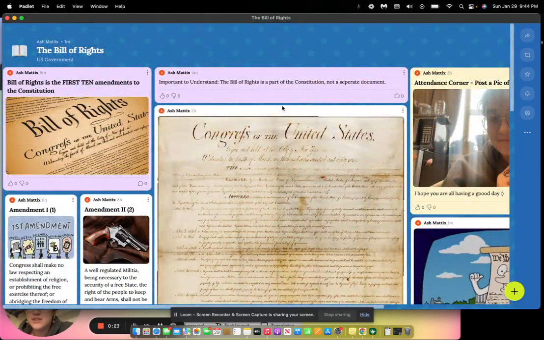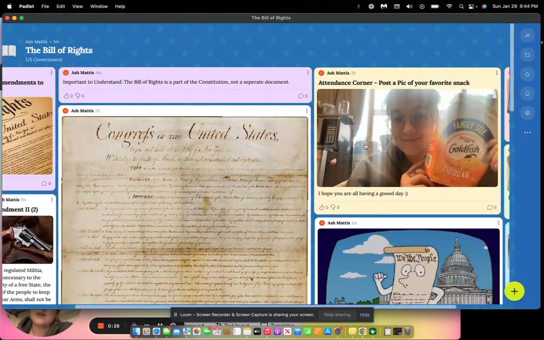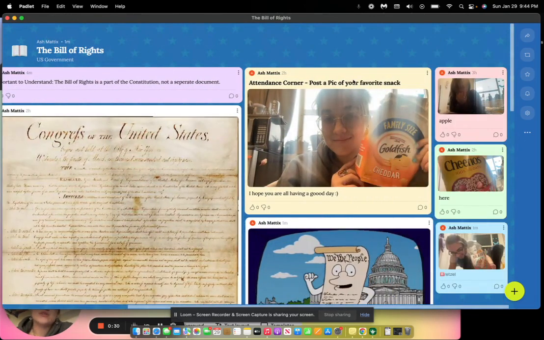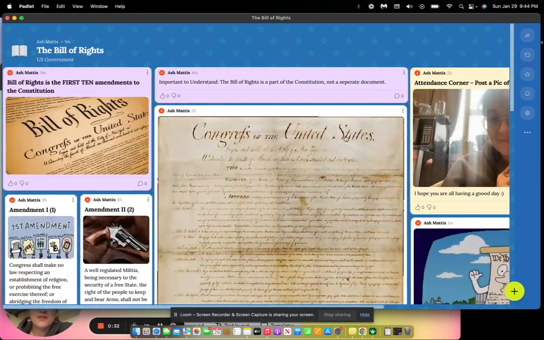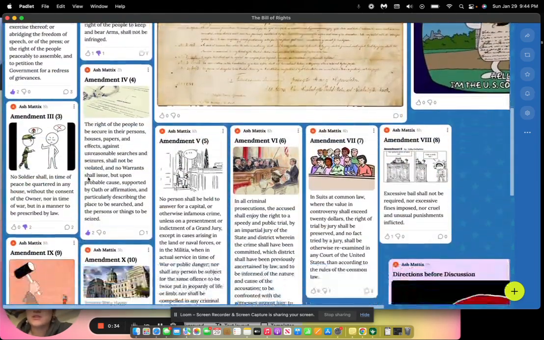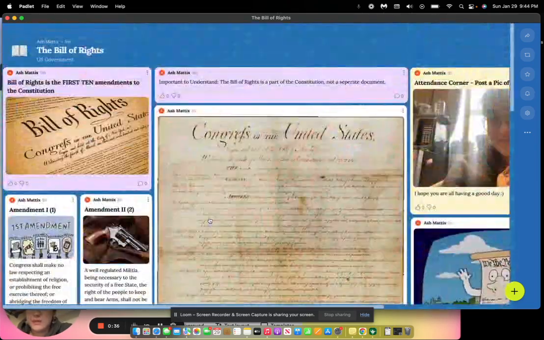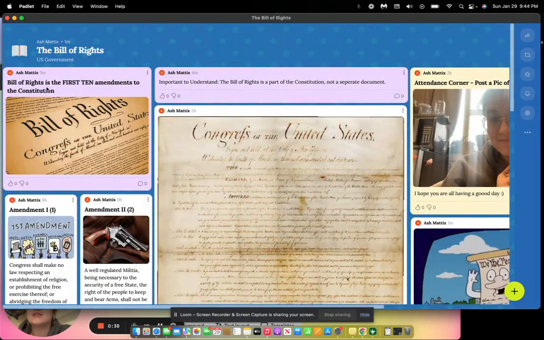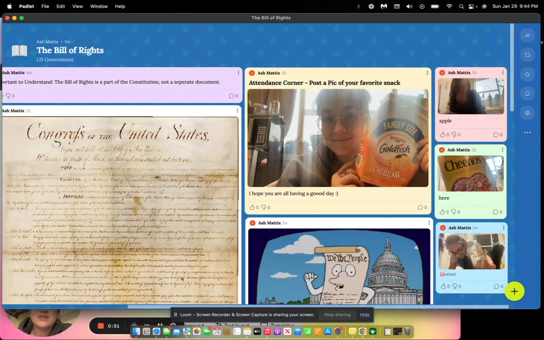I decided to use the canvas setup, and that allowed me to create all these little posts and have them in an order. So the way I would do this lesson is first I would introduce just the main concept, define what the Bill of Rights is, make sure they know that the Bill of Rights is a part of the Constitution and is not a separate document. I feel like that's pretty important to understand.